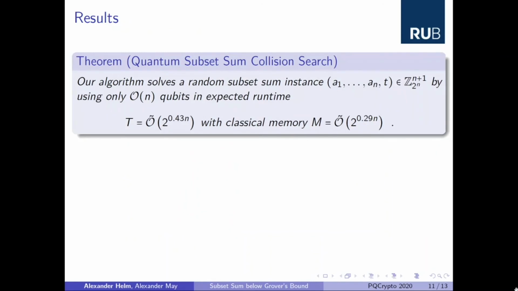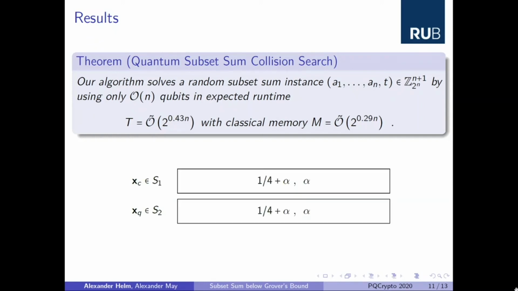Now our algorithm needs time 2^(0.43n) and needs classical memory 2^(0.29n). Similar to the first result, we use -1 entries for our representations. So our domains S1 and S2 contain strings of length n with relatively 1/4 plus alpha 1 entries and alpha -1 entries, where alpha is a parameter which has to be optimized.